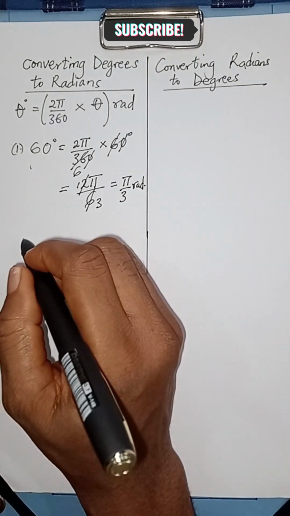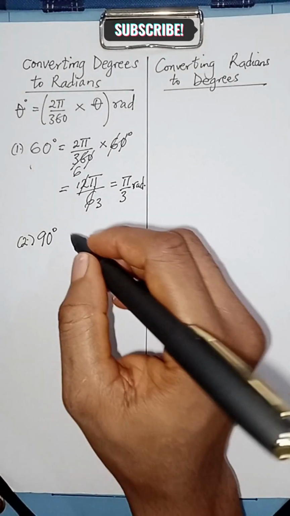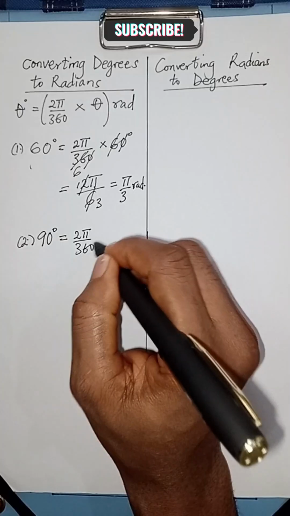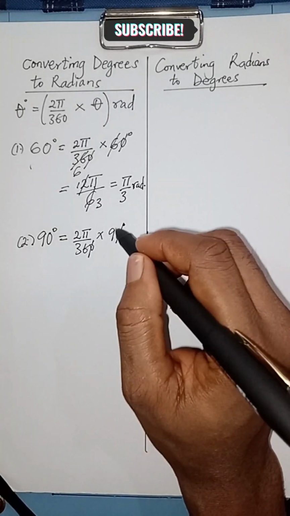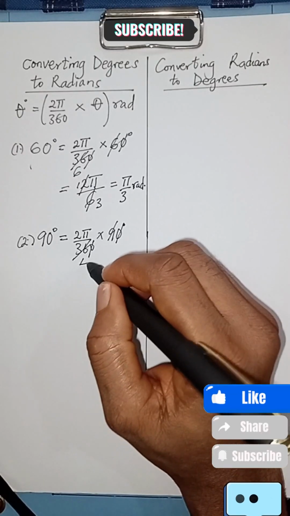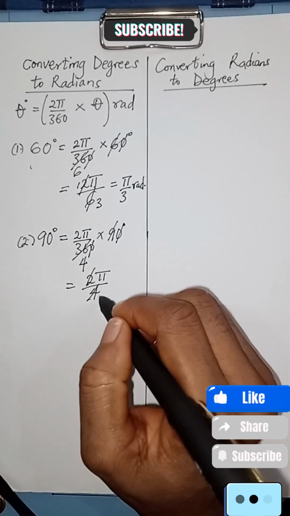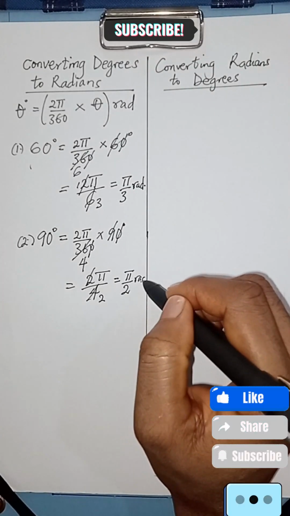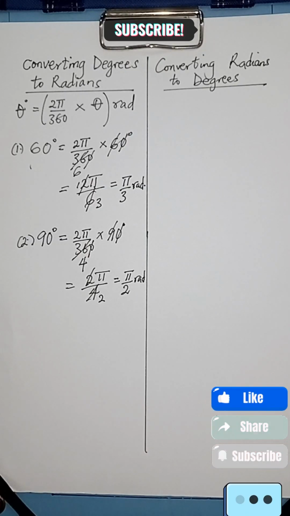Let's try another one. Let's assume I have 90 degrees. I'm to convert this to radian. Still the same process. This will be 2 pi divide 360 multiply 90 degrees. This 0 will cancel the 0. This 9 will cancel 36 to be 4. And this will give you 2 pi divide 4. This 2 will cancel this 4 to be 2. And you finally have pi divide 2 in radian. And that's what we had earlier. That 90 degrees is equivalent to pi divide 2.